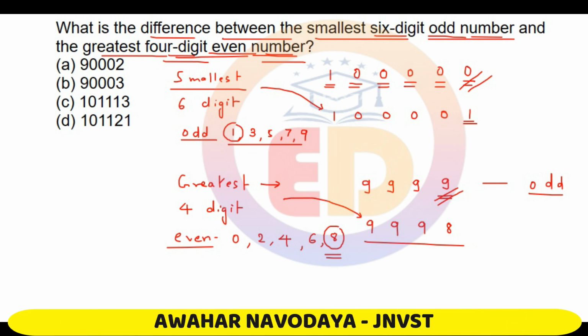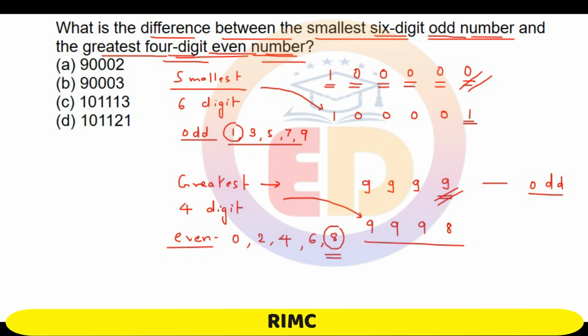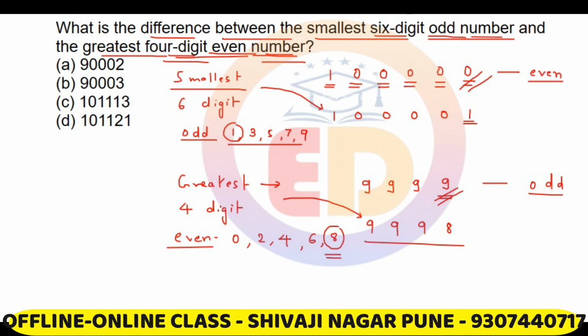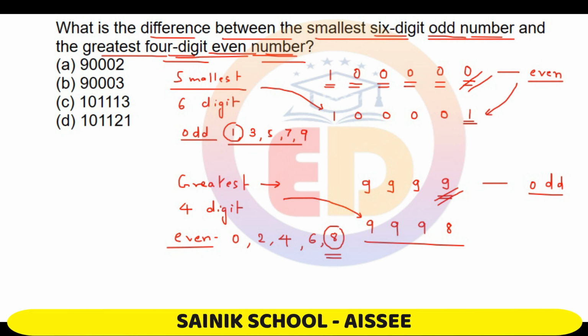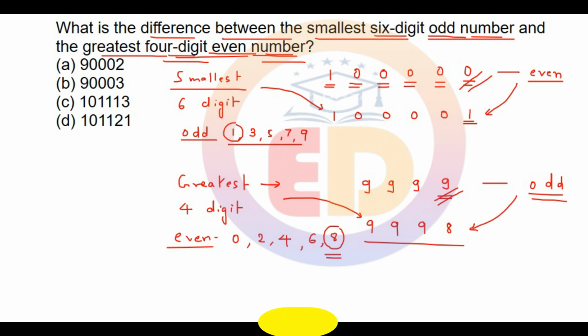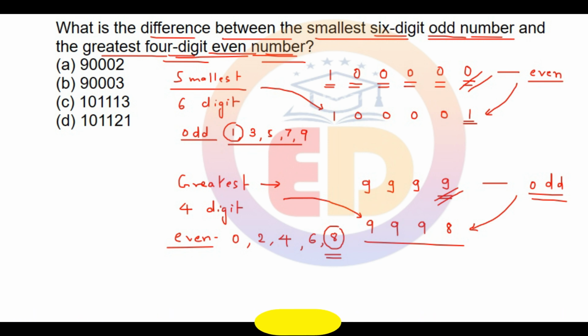The approach is the same for both. In the smallest 6-digit odd number, I had to change the units digit from 0 to 1, because right now 1 lakh was an even number, and to convert it to an odd number, I had to place 1 in the units digit. Similarly, the greatest 4-digit number 9999 is right now an odd number, and to convert it into the greatest 4-digit even number, remember, out of 0, 2, 4, 6 and 8, you take 8.